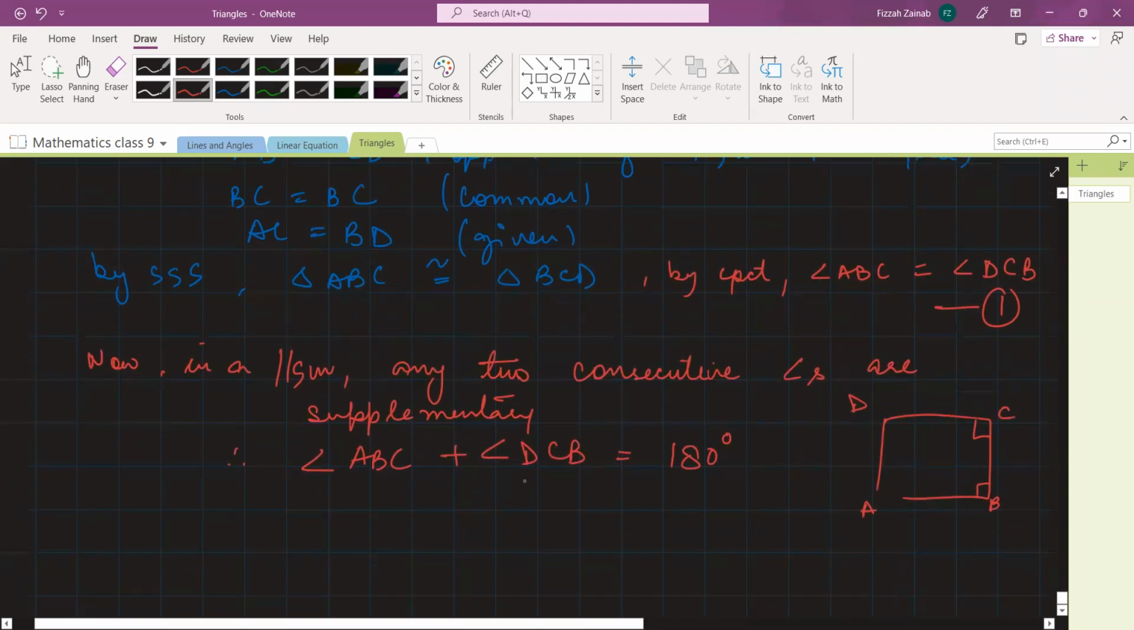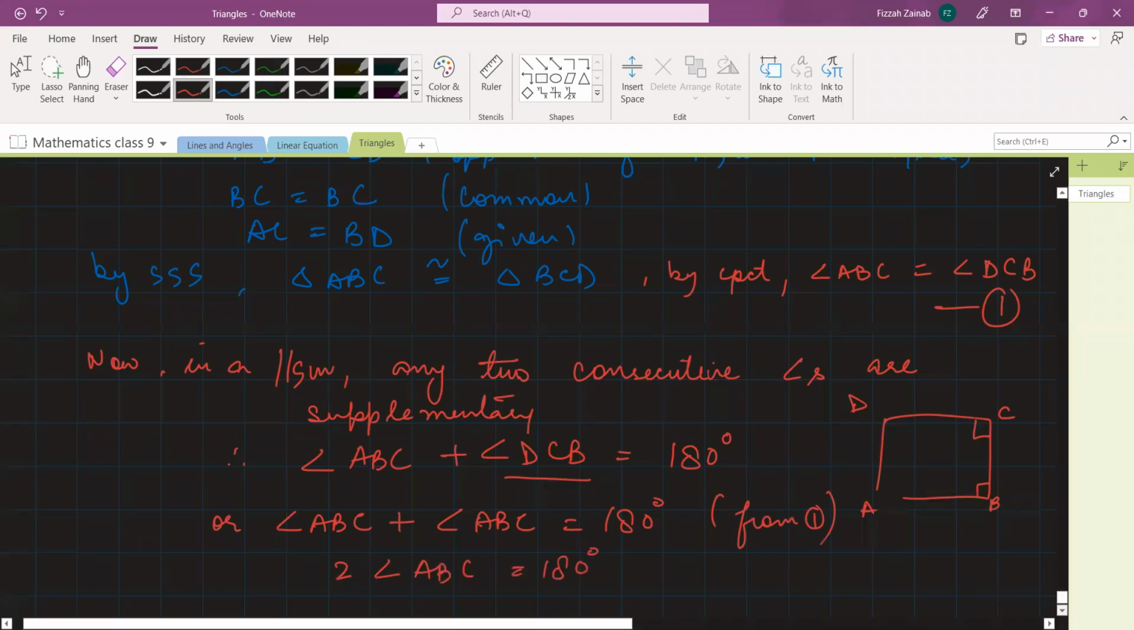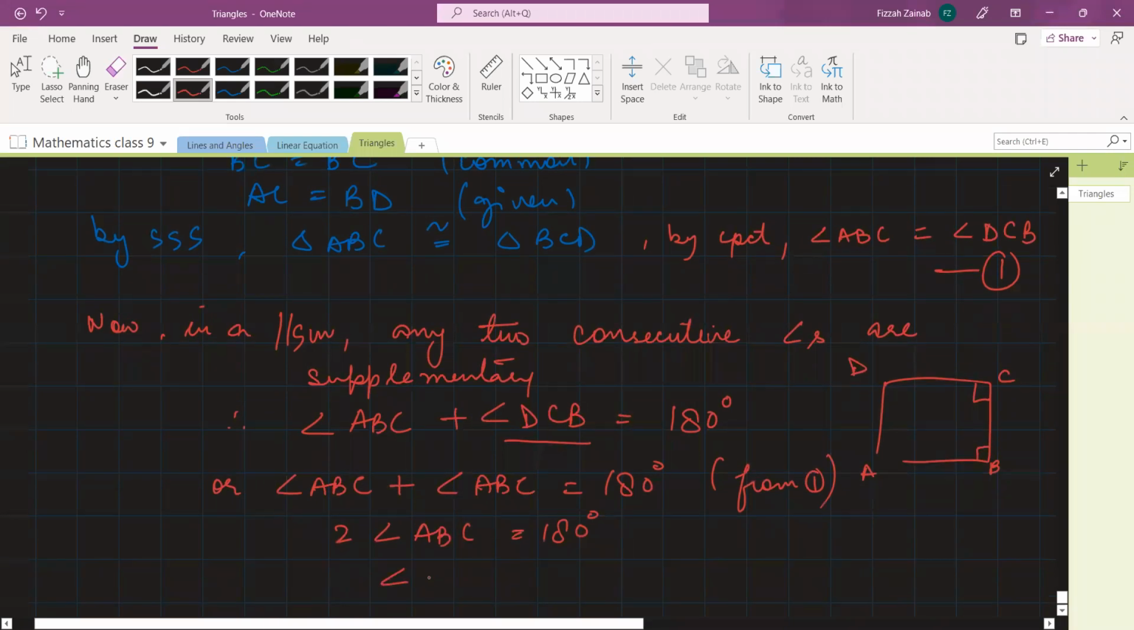Now, because they both are equal, I can replace one angle. So I can say angle ABC plus angle ABC is equal to 180 degree. Why? From 1. I have used the result 1, that they are equal. So I get twice of angle ABC is equal to 180 degree, right? And that gives me angle ABC equal to 90 degree. So this angle I have shown to be 90 degree.